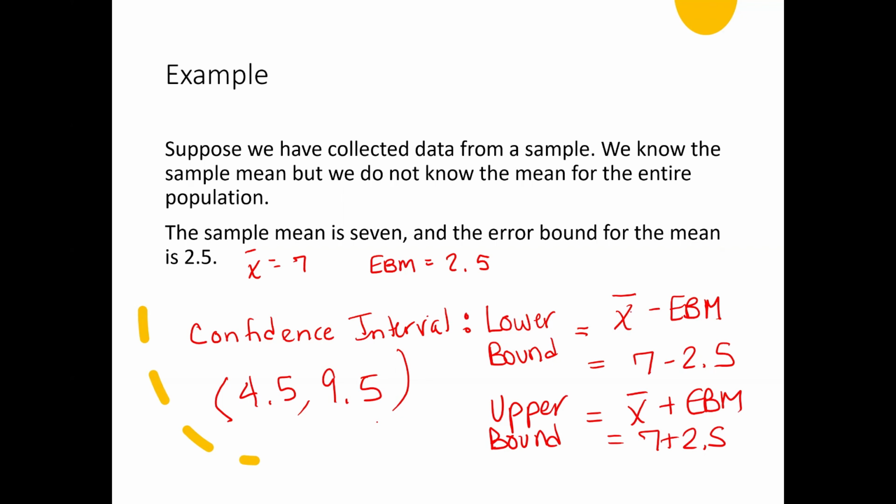Now, depending on whatever my confidence level is, which is not given in this problem, there is no confidence level given. For example, if the confidence level is 95%, then we're 95% confident that the true population mean is somewhere between 4.5 and 9.5. Or in 95% of the samples that we take from the population, the true population mean will be between 4.5 and 9.5.